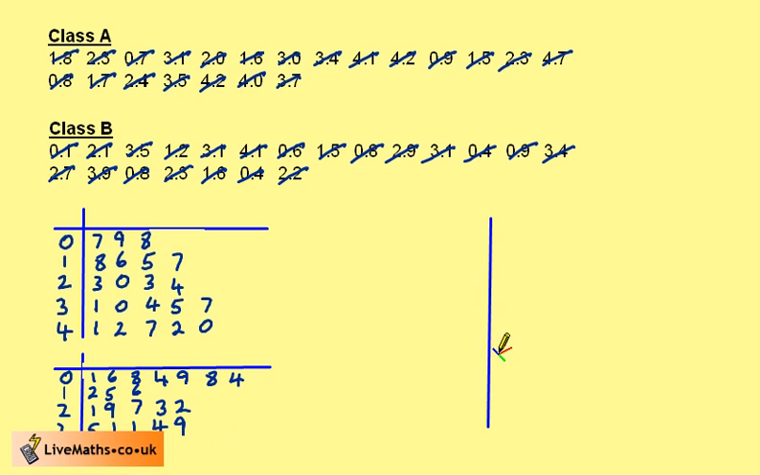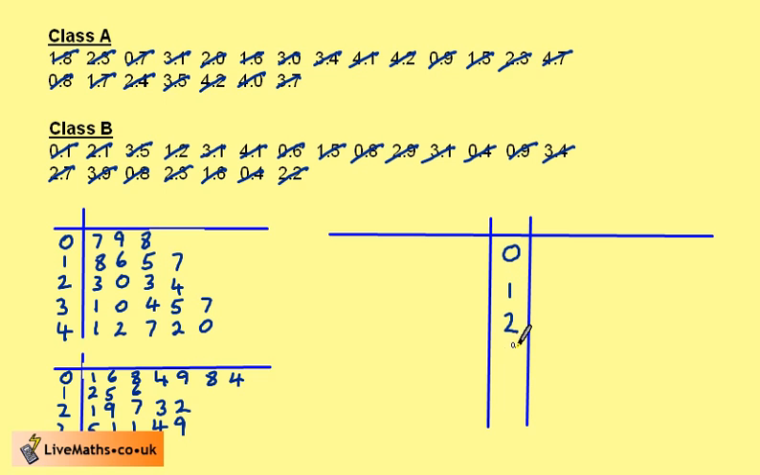To do this as a comparison, we produce what's known as a back-to-back stem and leaf diagram. We put the stem down the middle, and this consists of the digits 0, 1, 2, 3 and 4. We take Class A and we build it out to the left. Smallest number towards the centre, so 7, 8, 9, putting the numbers in order.